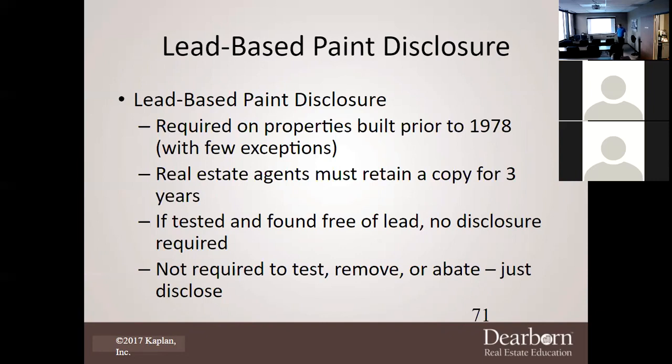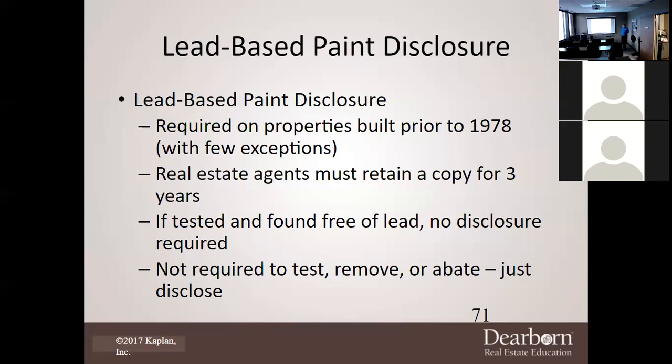But in the situation, here is what happens. Lead-based paint disclosure is going to be required on properties that are built prior to 1978, with few exceptions, okay? Do you see a house built in 1978? Should you give a lead-based paint disclosure? I said it was built in 1978. What does the law say?